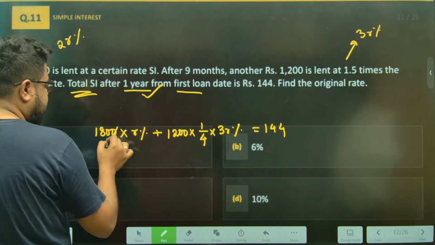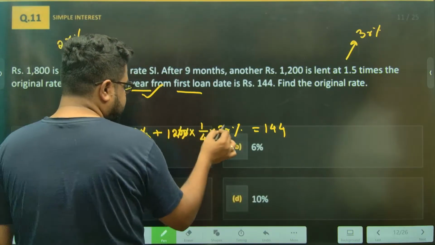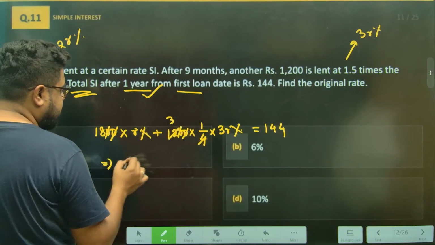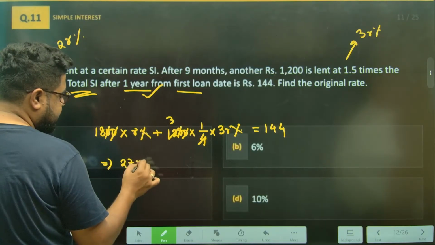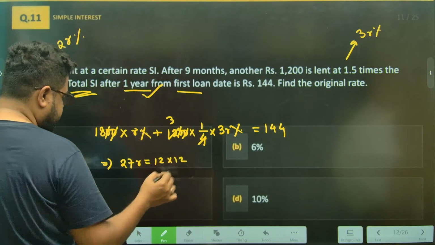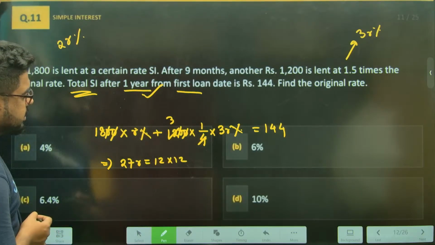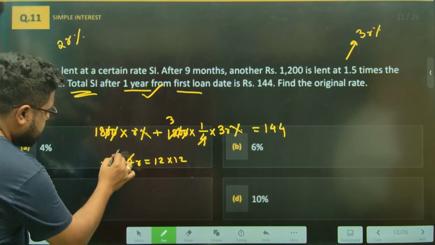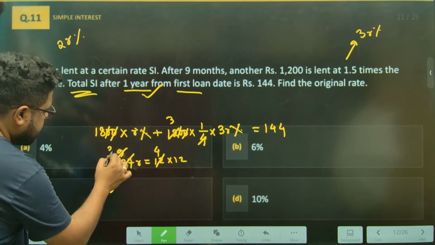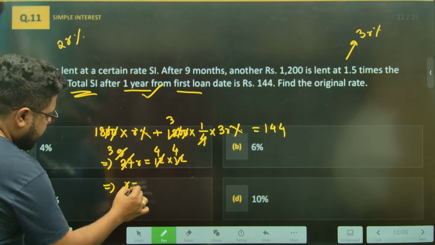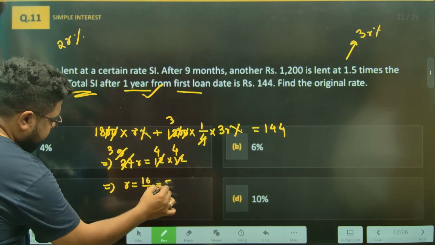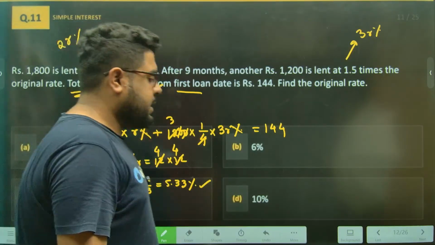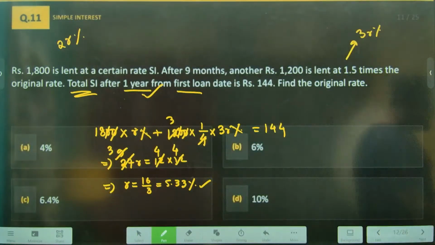Let's calculate. Double zero percentage gone. 4 threes are this. So this is 339. 9 and 18, 27, sir. Yes, 12 into 12. The calculation will not be that good. 3 nines, 3 fours. Again 4. R is 16 over 3. 5.33%, something like that. That is not there in the option.